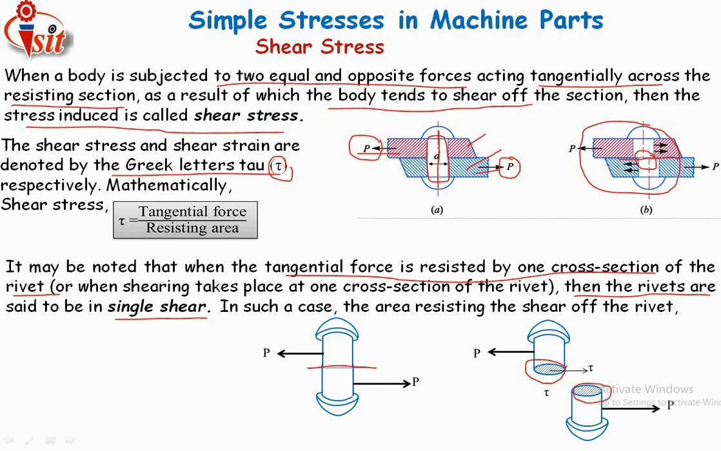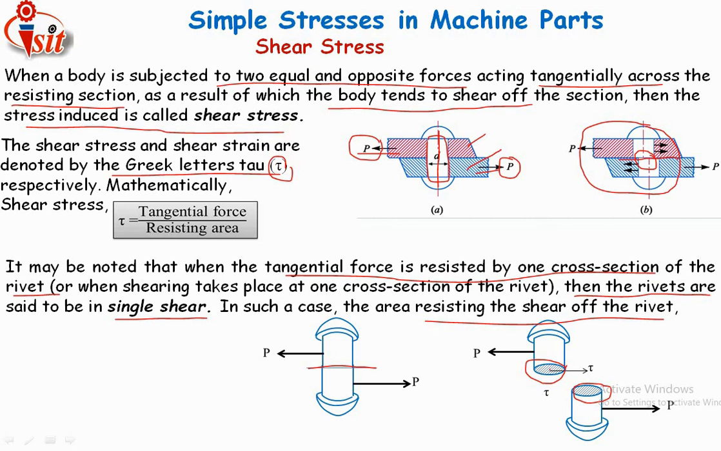The entire section will look like this. That is the shearing off section. In such a case, the area resisting shear of the rivet, now this is the area resisting shear, having diameter small d. This is the rivet having small d as the diameter. Now this is the resisting area.